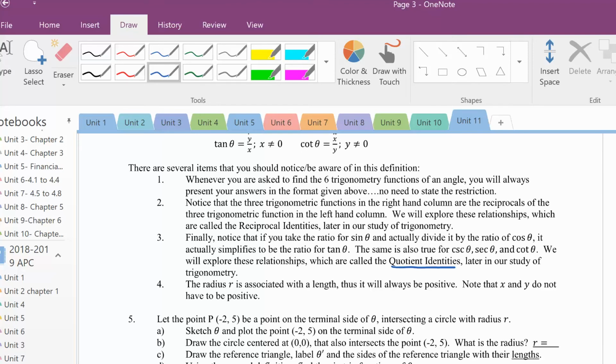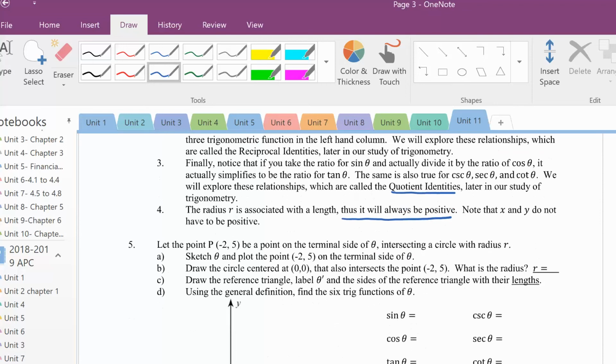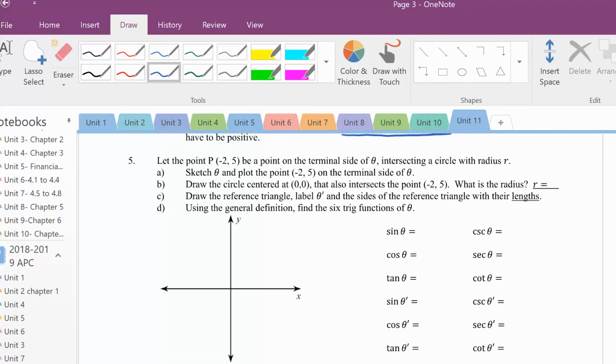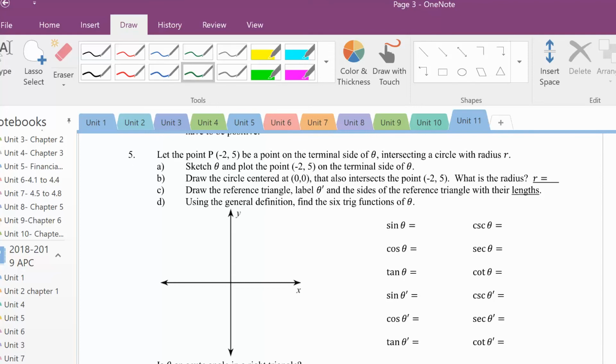And the radius r is associated with a length, therefore it will always be positive. That's a very important point. X and y do not have to be positive because those are points on the coordinate plane, but the radius is always positive. So number 5, let the point (-2, 5) be a point on the terminal side of theta. So now we're extending it into the second quadrant.